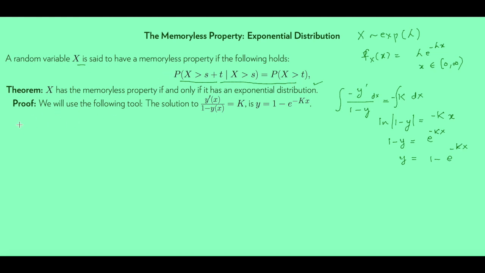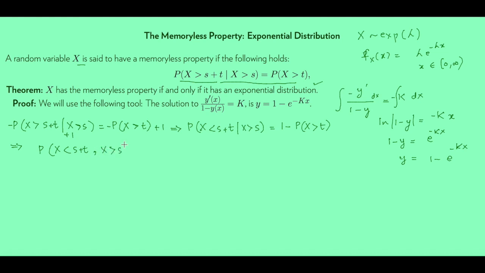Let's start with this. We have the probability of X greater than s plus t given that X is greater than s, equal to the probability of X greater than t. My first step is I can put a minus here, and add 1 here, so this means this is 1 minus this. So this becomes the probability of X less than s plus t given that X is greater than s, and this is just 1 minus the probability of X greater than t. This is the probability of X less than s plus t and X greater than s, divided by the probability of X greater than s.